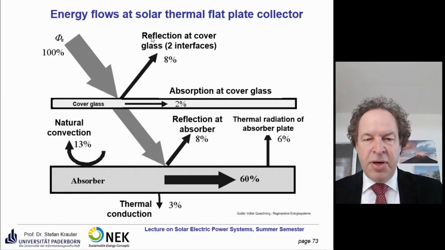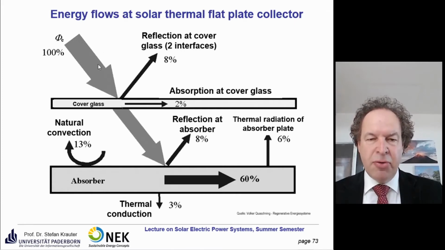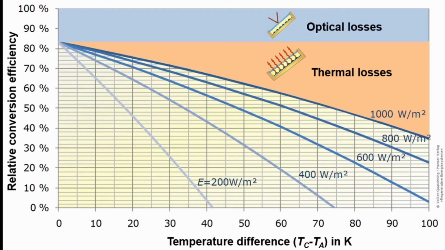So this is the upper one. This is a reflection at the absorber and absorption in the cover glass, which we call optical losses. The lower ones here, conduction, natural convection and thermal radiation, are called thermal losses at the collector. So you see here an overview.